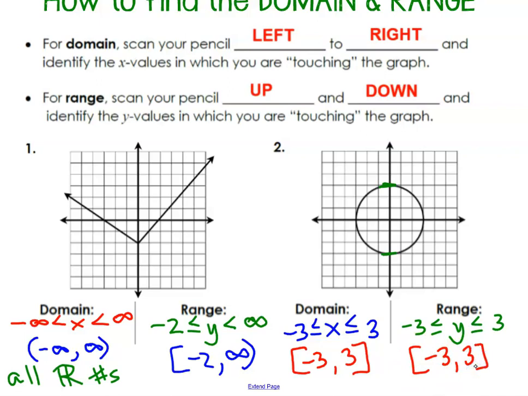Now this one's a special case. Both the domain and the range are the same, and that doesn't usually happen.